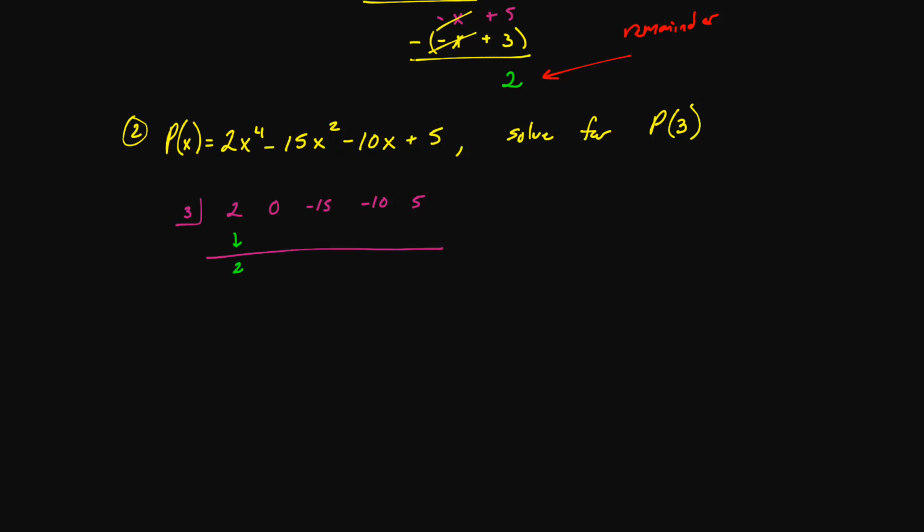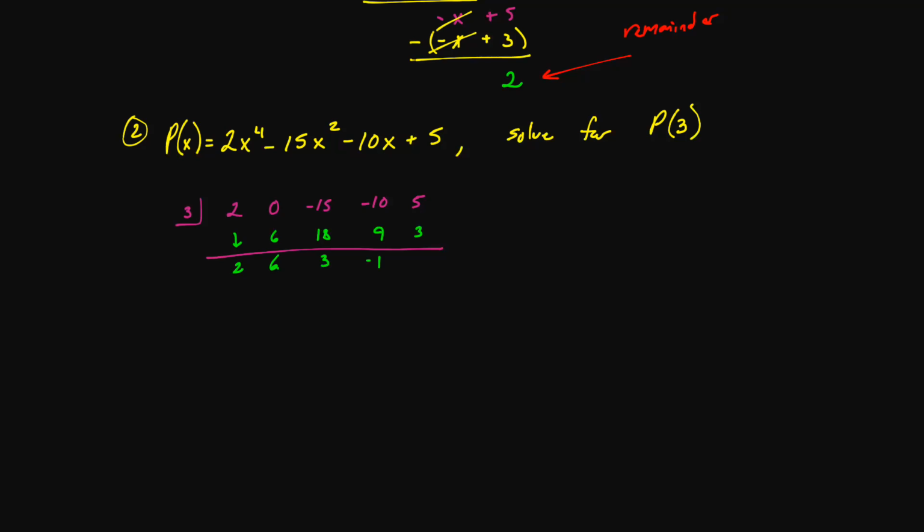We drop the 2, multiply the 2 times the 3, you get 6. Drop the 6 further, you add those together, 0 and 6. 3 times 6 is 18. 18 plus negative 15, you get 3. 3 times 3 is 9. 9 plus negative 10, 1. And now 3 times 1 is 3. And I think we should be alright. Oh, wait, hang on.